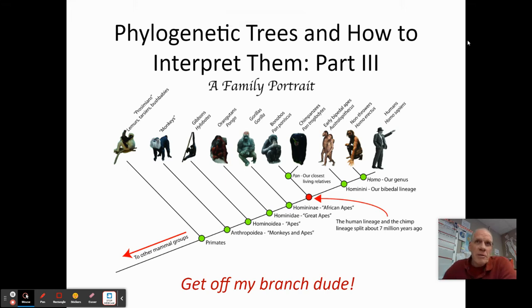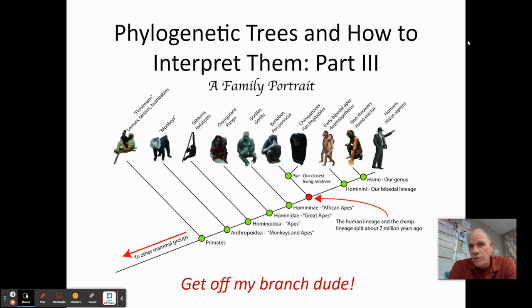Hey guys, welcome to AP Biology, and we are on part three of our evidence in tree thinking. On this part, we're going to look at phylogenetic trees and how to do some interpretation of these. When you look at this particular tree up here, this is our primate lineage.